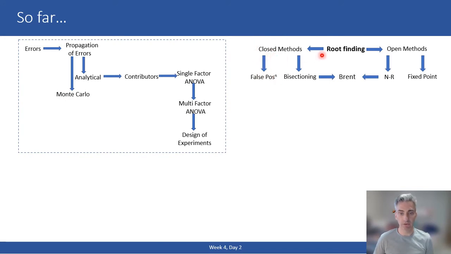This week we're going to move on to root finding algorithms, so slightly different, no longer statistics. In particular, we're going to look at 4 different algorithms: false position, bisection, Newton-Raphson, and fixed point. And finally, I'll very briefly discuss how these can be combined.